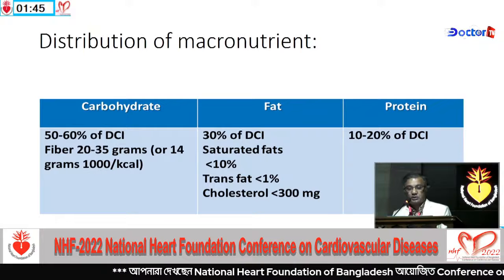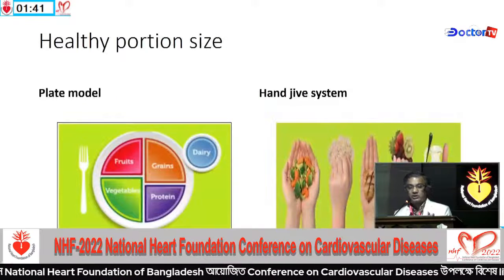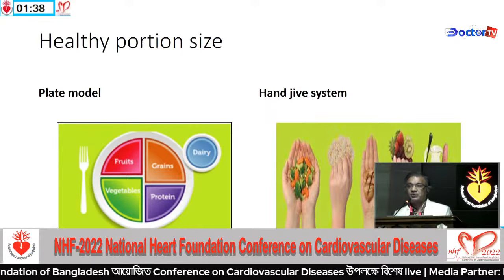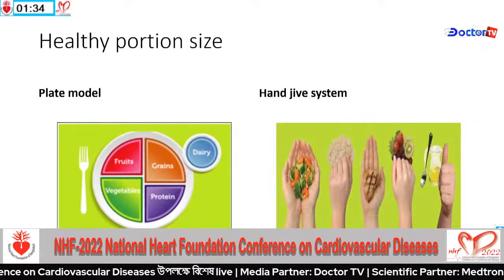and carbohydrates, including carbohydrates and fat, only 30%, and protein 10 to 20%. So these are the few models we can adopt in practical life. It is very difficult to measure the calories. So the Hanjaib system or plate models.